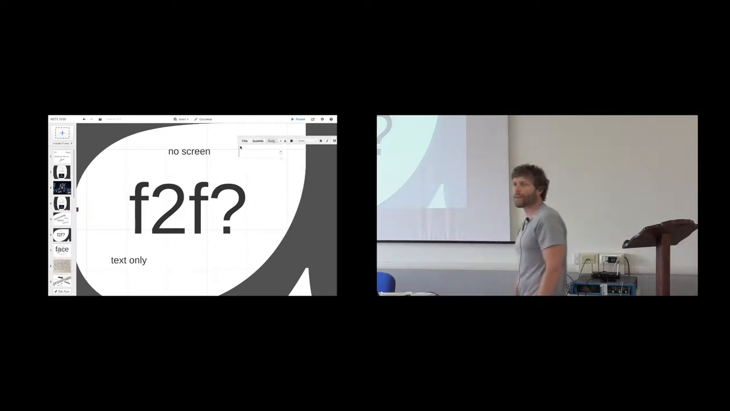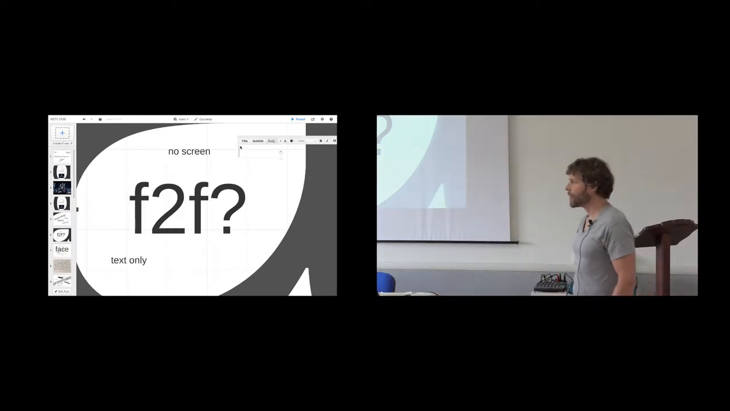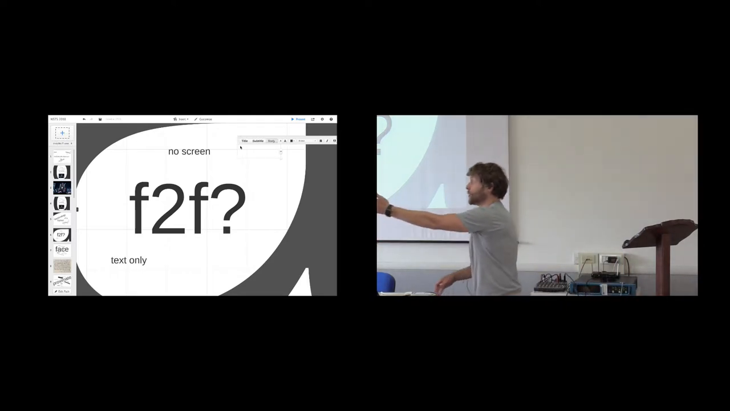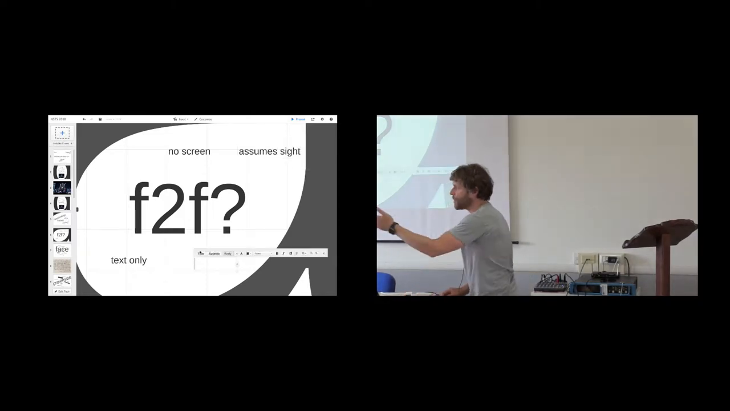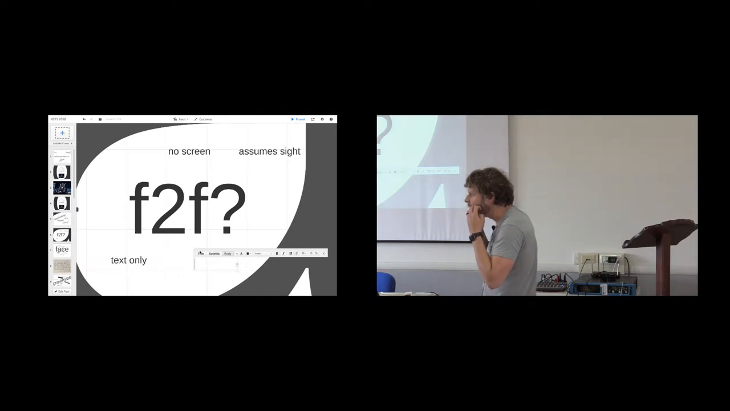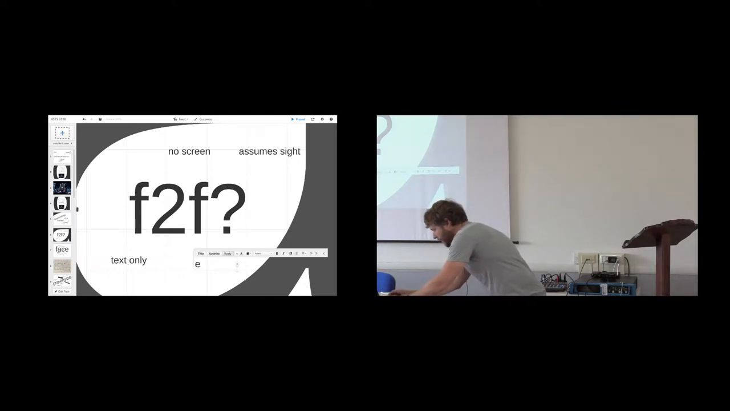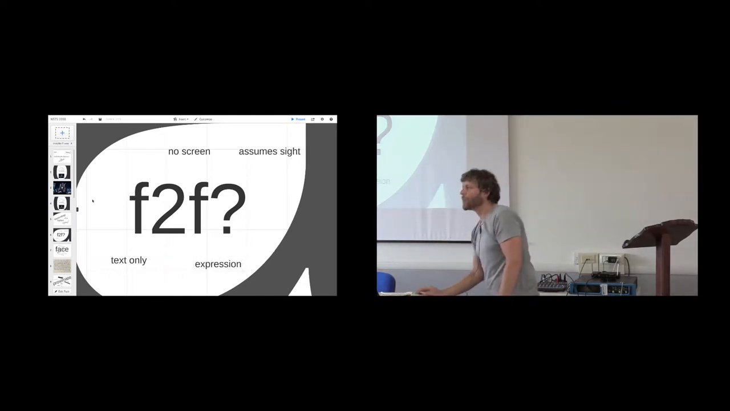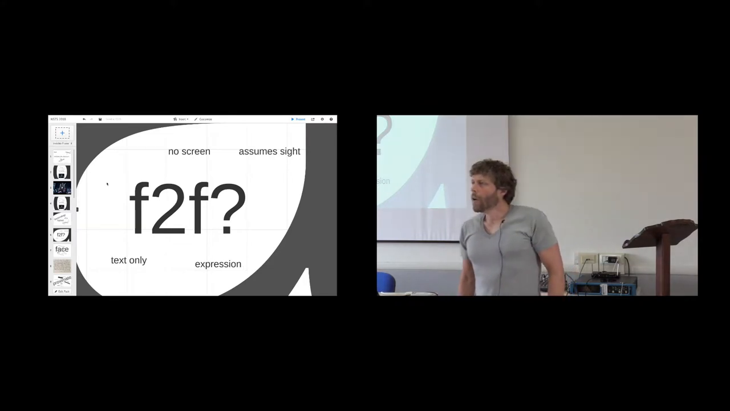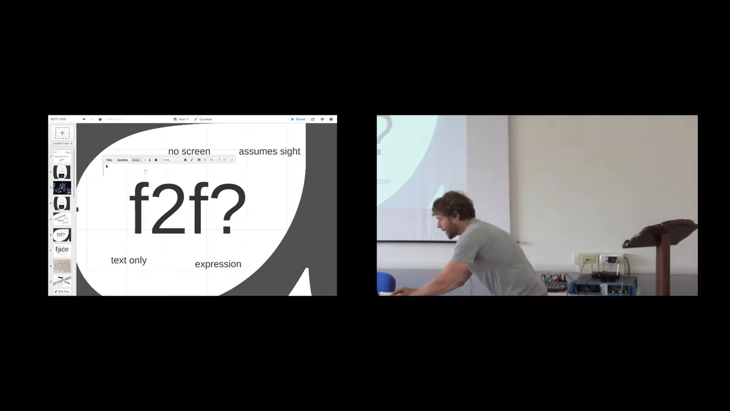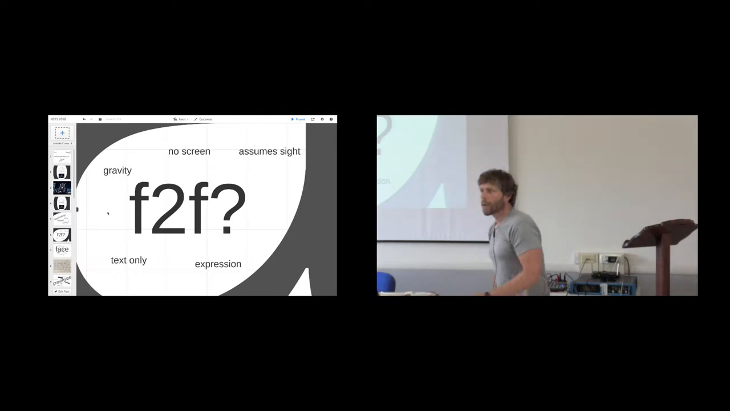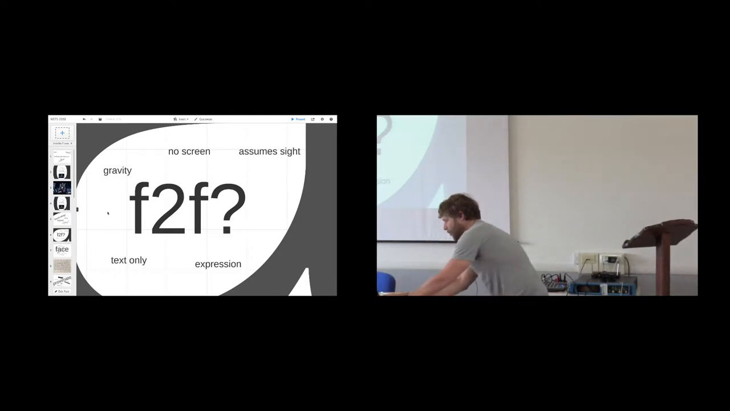What else? Why do we call it face-to-face? Because we assume that everyone can see. Yeah, we assume, yes. Well, it assumes sight. Yep. And not only just see, but see faces, right? I can see your facial expression, that sort of thing. So expression is one of these things too, right? Yep. Body language, things like this. So it's got more gravity, more personal. Yep, more personal.